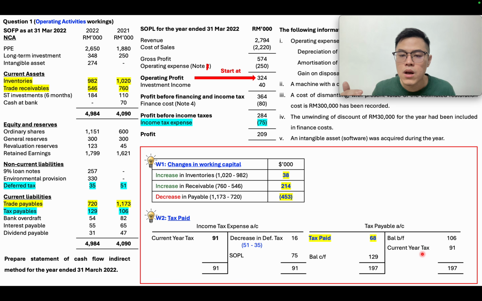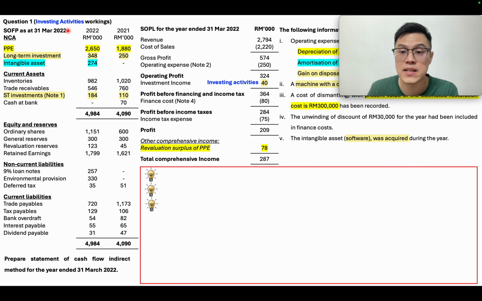So this is how we reconcile from the balances in your SOPL, SOFP back to the cash flow, the exact cash payment that we made. So this is on operating activities. Second part will be on investing activity where we need to find our purchase of PPE. So NCA is a good signal. You can look at NCA. PPE, you purchase PPE, you purchase long-term investment, you purchase intangible asset, and you got short-term investment.